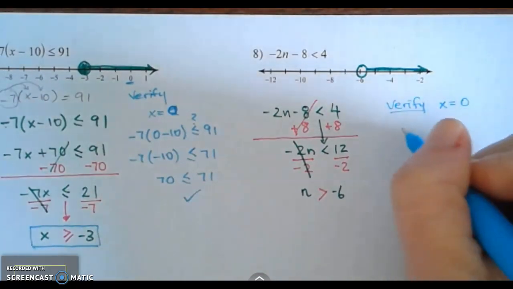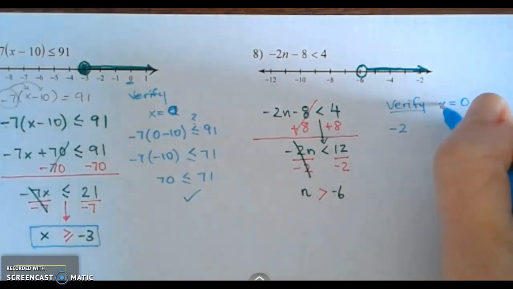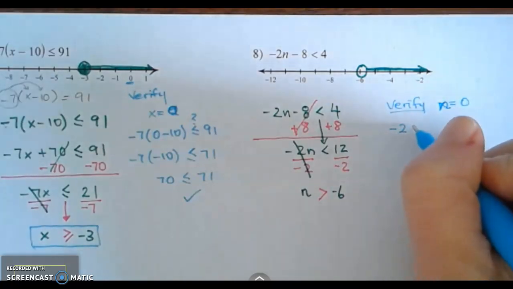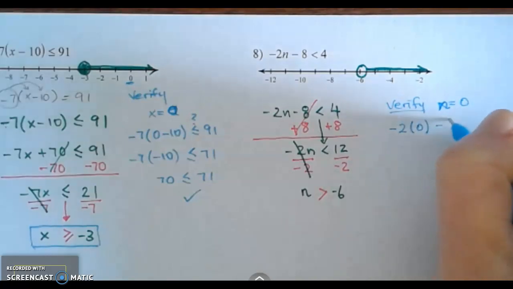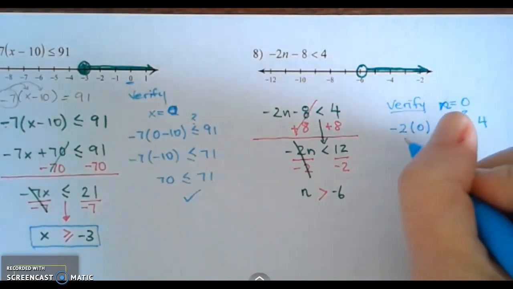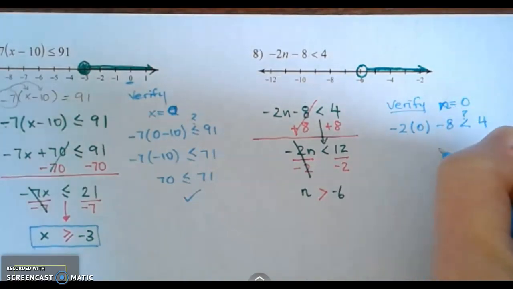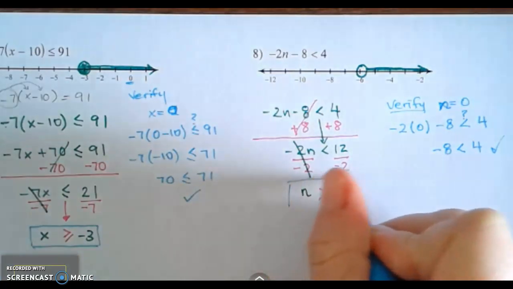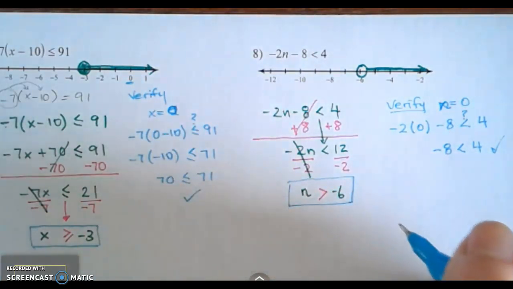So the original equation is negative 2. Oops, that should be n is equal to 0. Negative 2 times n, which is 0, minus 8. Is that less than 4? If everything I did is correct, it should come out as a true statement because I am picking a number that I am claiming to be a solution. So negative 2 times 0 is 0, minus 8 is just negative 8 is less than 4. Negative 8 is less than 4. 4 is a bigger number, so I know that that is true. So I have verified that n is greater than negative 6 is my solution.